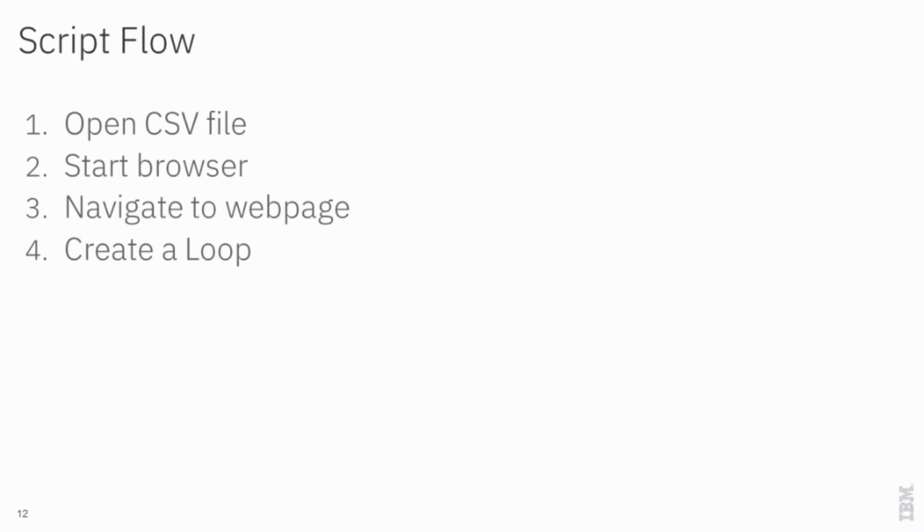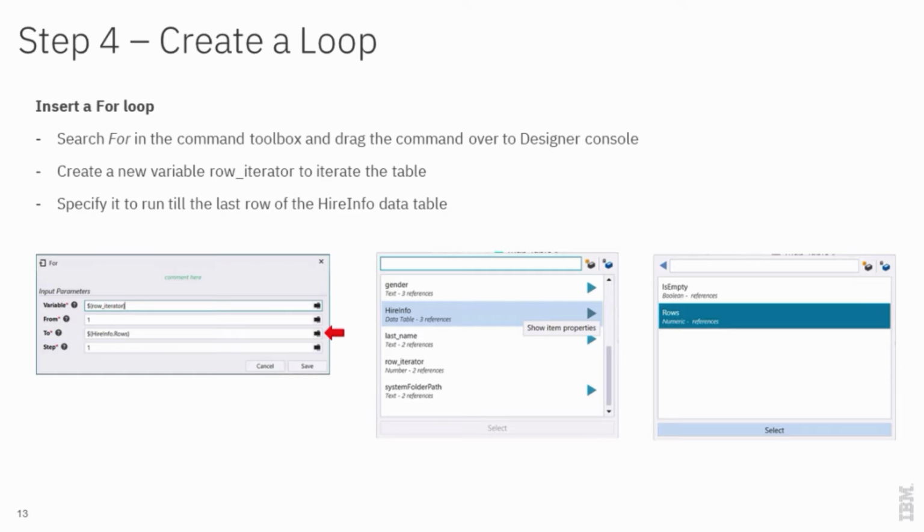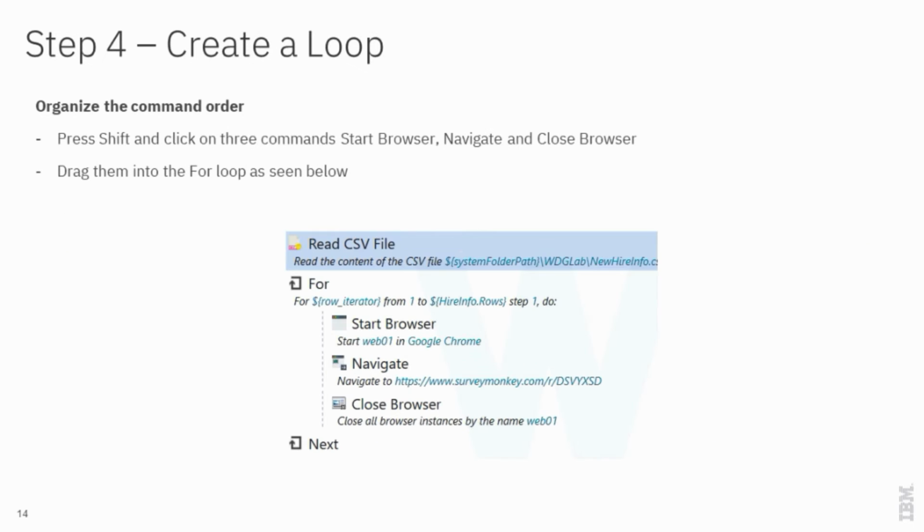The next step in the script flow is to create a loop. In this example, I create a for loop that will loop through every row in the data table that we created earlier from the CSV file input.